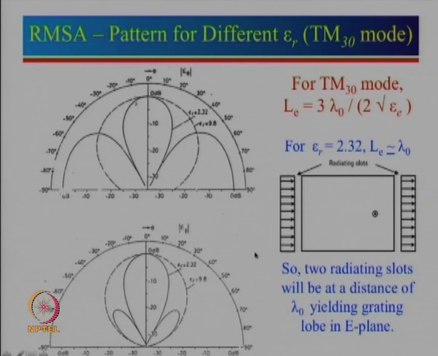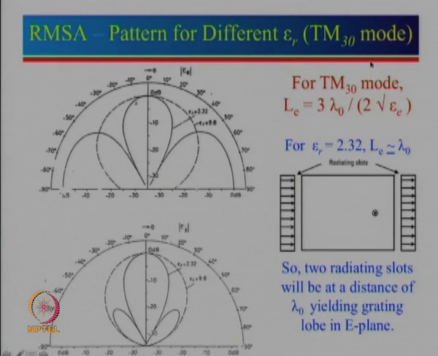Let us also look at a different mode now. This is a TM30 mode. So what is TM30 mode? TM30 mode will come when the length of the patch here will actually become equal to 3 lambda by 2. So lambda 0 by square root epsilon is lambda. So 3 lambda by 2, that means along this length the variation will be 3 half wavelength. So if you think about, this is plus, then from plus it will go to 0 here, then it will go to minus, then it will go to 0, and then it will go to the other minus here. Okay. So that is how 3 half wavelengths are completed here.